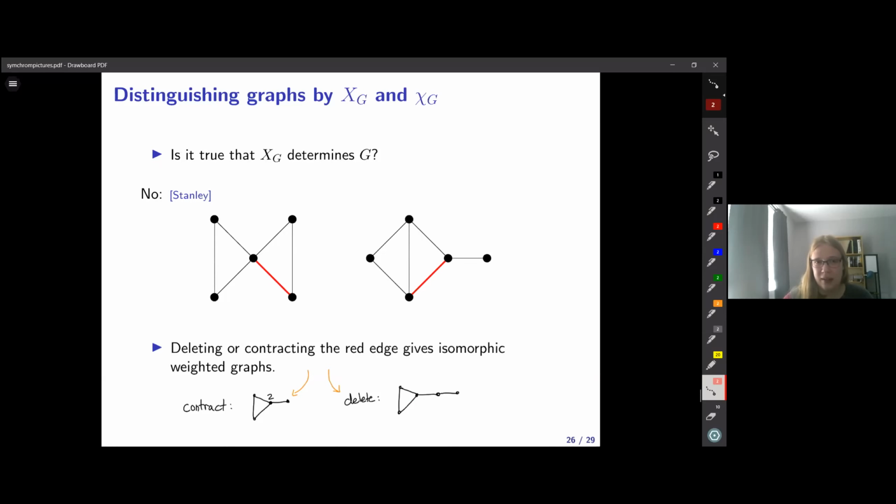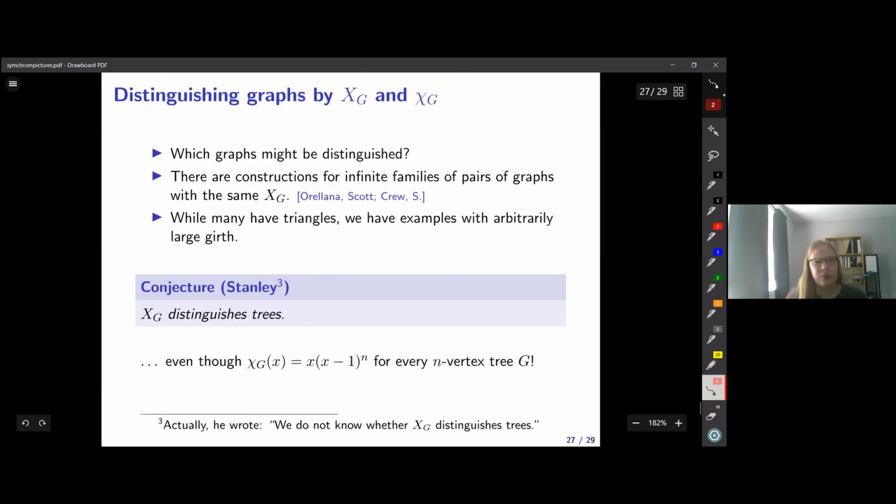We kind of expected it, so let's be more careful and say which graphs might be distinguished. There are constructions for infinite families of pairs of graphs with the same xg, so it's not like the claw and the net, where we can hope there's just two problems and excluding those makes everything better.